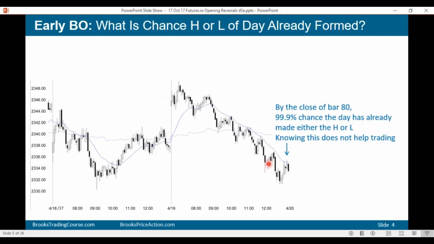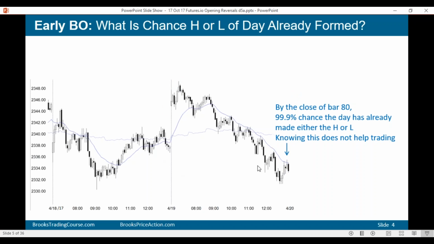There are 81 bars in the day in the E-mini. Bar 80, the next to the last bar of the day, you know there's a 99.9% chance that you've either seen the high or low of the day. And if the day is far below the high, there's a 99.9% chance this will remain the high of the day. Only one chance in 1,000 or one chance in many thousand that the market is going to go all the way back up to a new high in the final bar of the day.